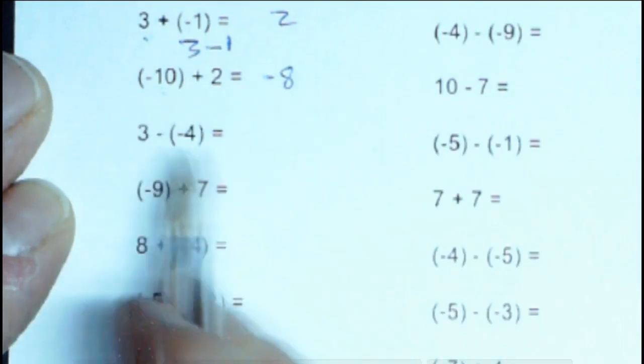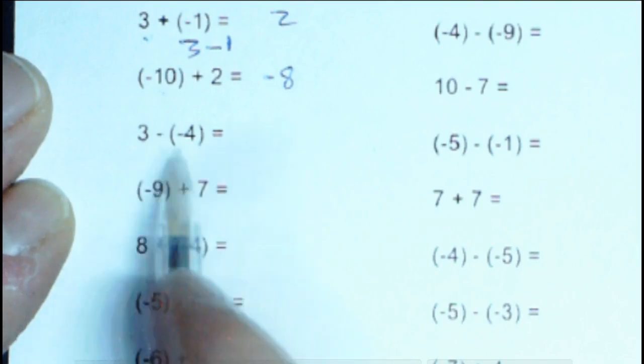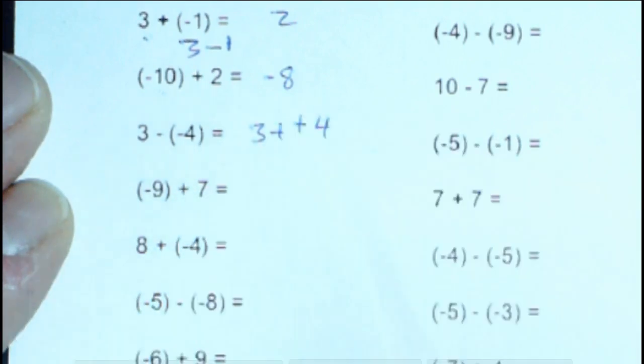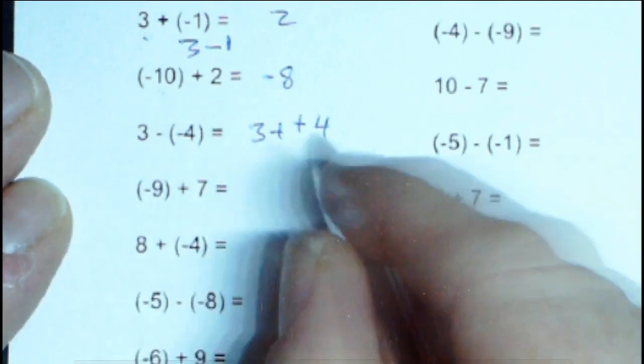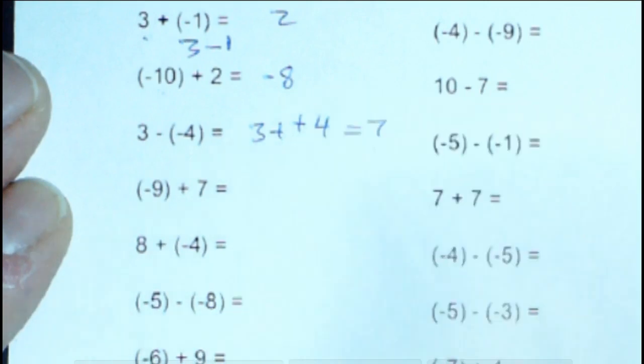The next one, 3 minus a minus 4. I'm going to just write it out like this, 3 minus a minus 4. We could just double shot that. Remember, when you subtract a negative, it's the same as adding, so that's actually 7.